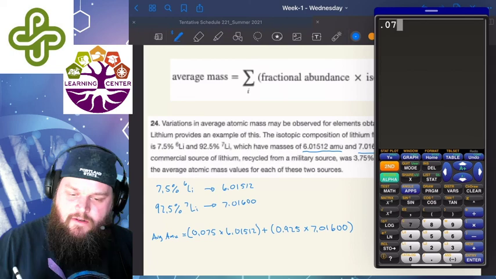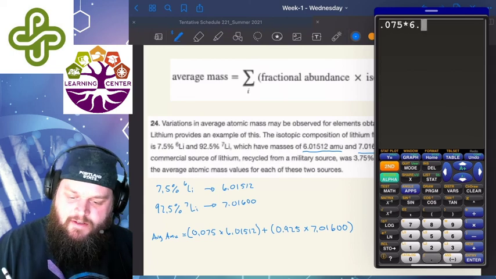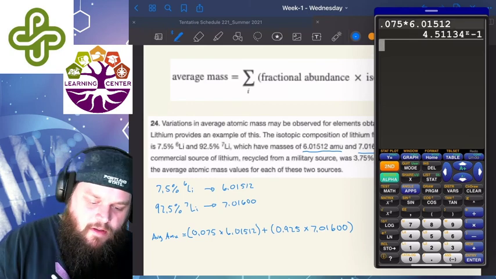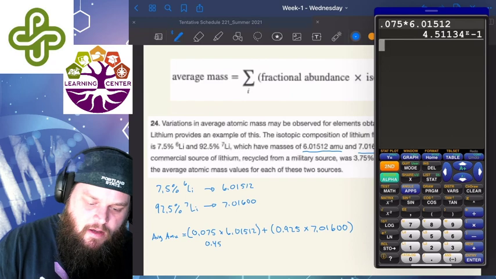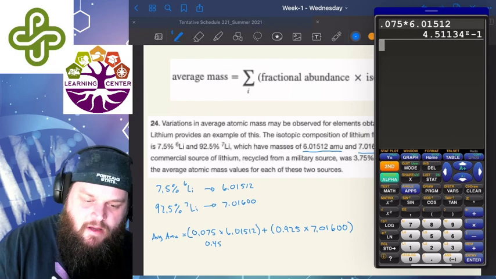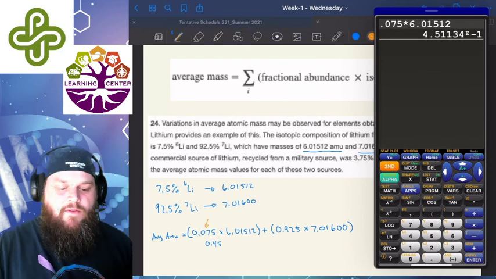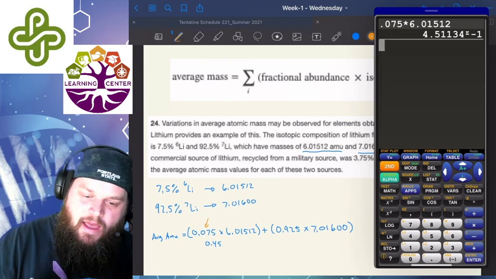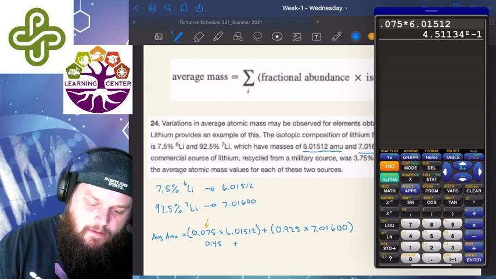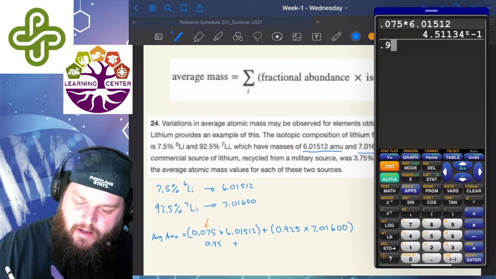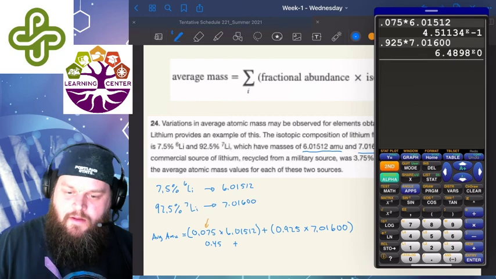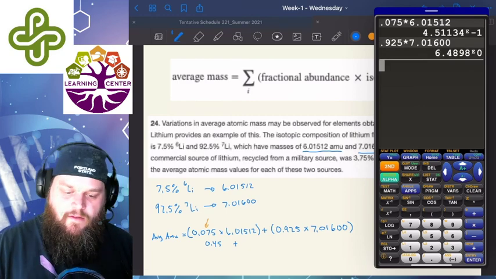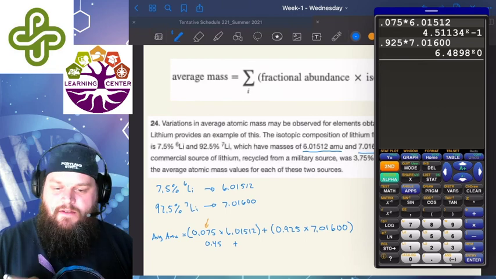So that 0.075 times 6.01512, that's going to be equal to 0.45, and I'm going to leave it right there because our 75 here, 7.5%, is really just two significant figures. And then we're going to add that to the product of the other one. So that's 0.925 times 7.01600, and in this case it's 3 sig figs, so that's 6.49.